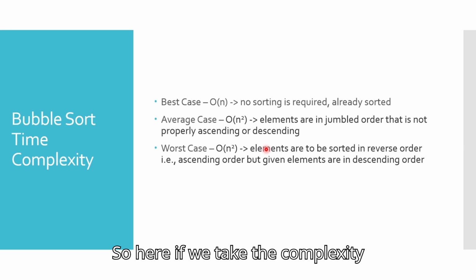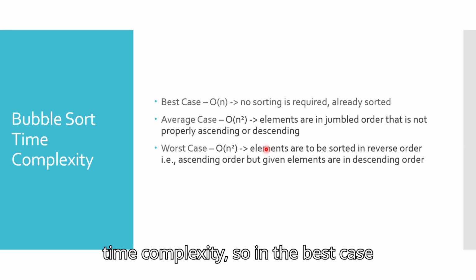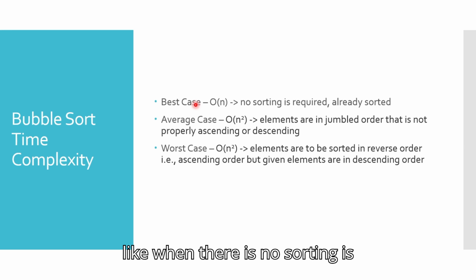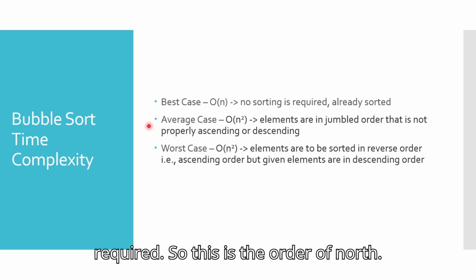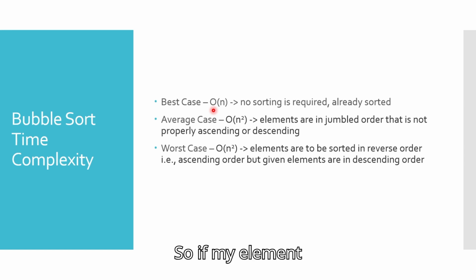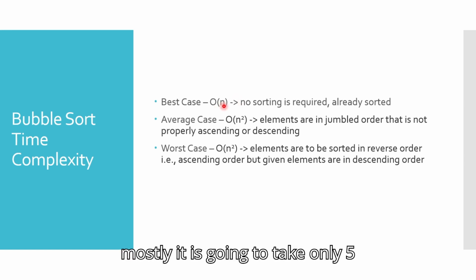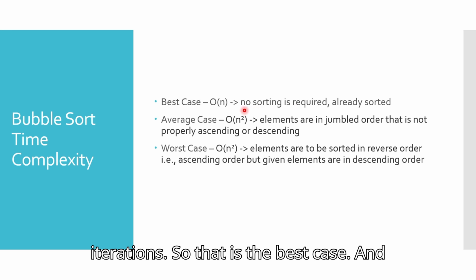Here, if we take the time complexity, in the best case, when no sorting is required, it is order of n. If my array size is 5, it is going to take only 5 iterations. So that is the best case.